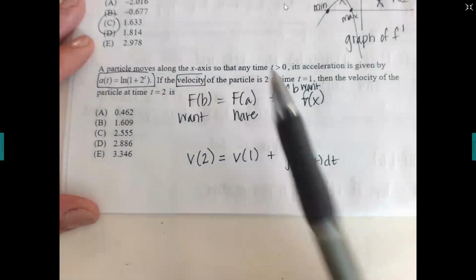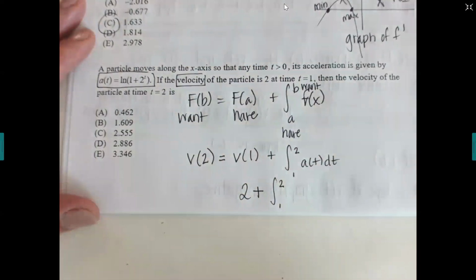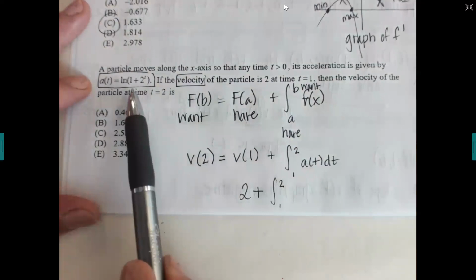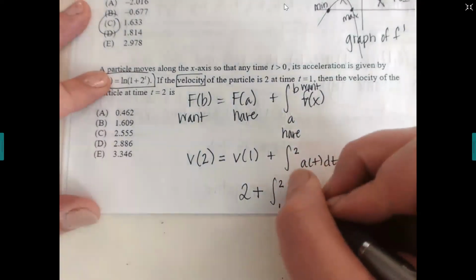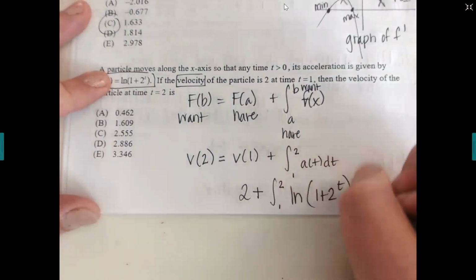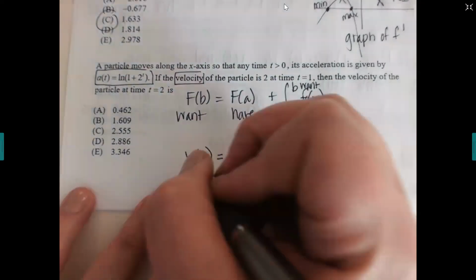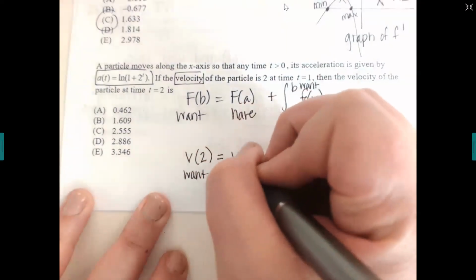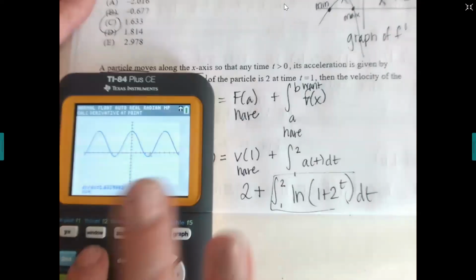Okay. Then what is my v of 1, my velocity at 1? It tells me that it is 2 plus, and then this integral I would just do in the calculator. And where my a is, I'm going to sub this formula in. So it tells me my acceleration is the natural log of 1 plus 2 to the t, and then I would just take that. So if you had a graph, you would find this area yourself, but if it's on the calculator portion, you can just type it in, add 2, and then you'd know your velocity at 2. So this is what you want, this is what you have, and then you integrate from what you have. So we'll type it in and then we're done.